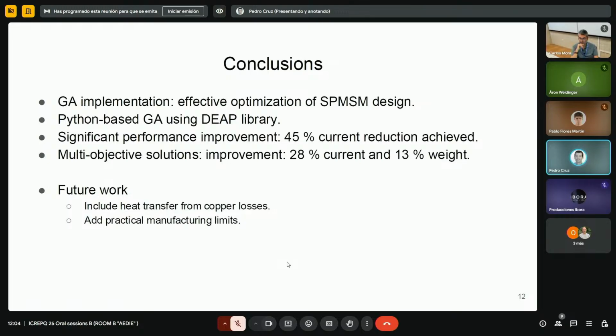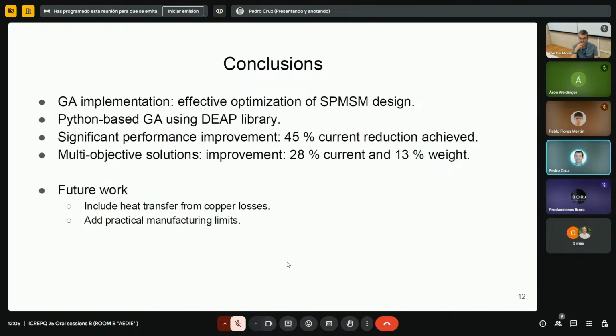As conclusions, we have implemented a genetic algorithm for the effective optimization of surface permanent magnet synchronous motor design. It is written in Python using the DEAP library. The performance is quite significant for the single objective, the current reduction, with 45% of improvement. And for the multi-objective solution, the improvement is 28% for the current and 13% for the weight.